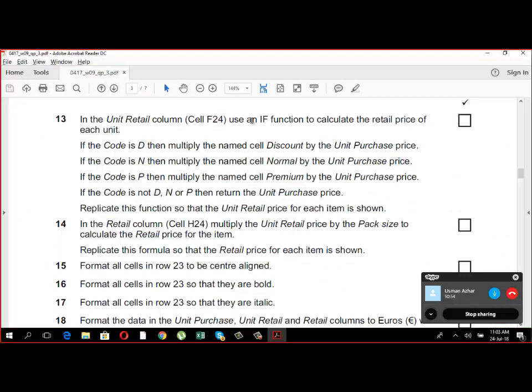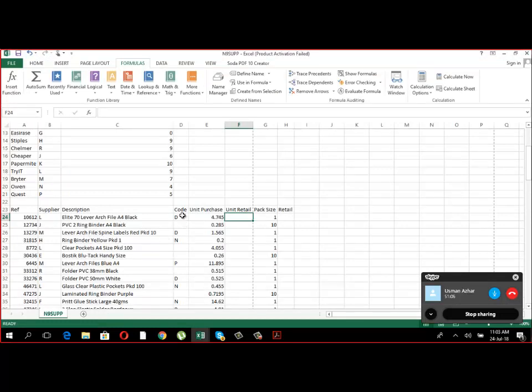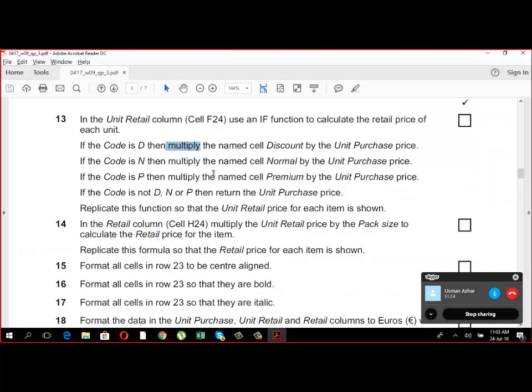Use an IF function to calculate the retail price of each unit. If the code is D, which code? This code. He's talking about this code. Can you see? If the code is D, then do what? Then multiply.